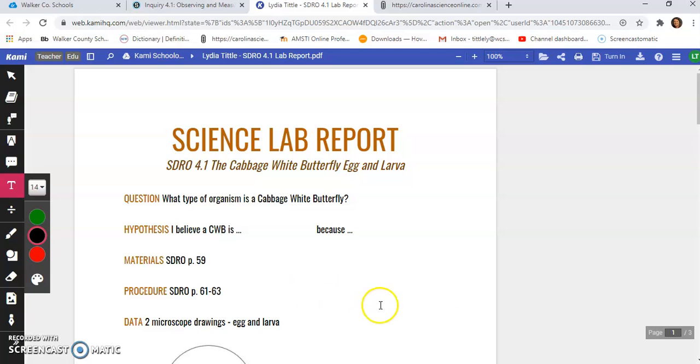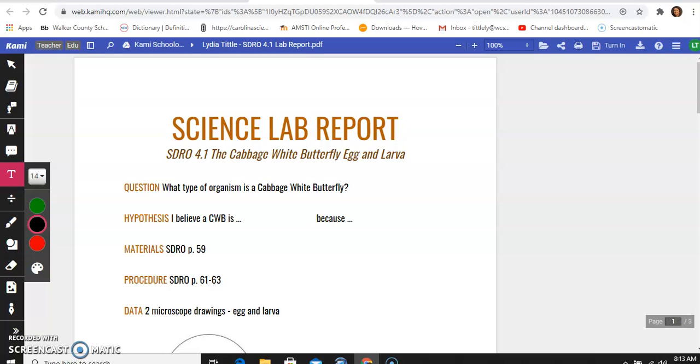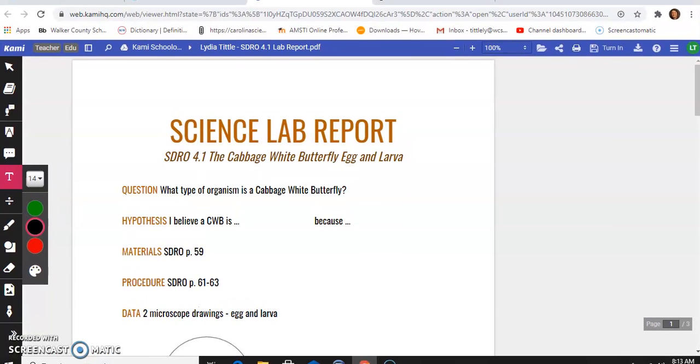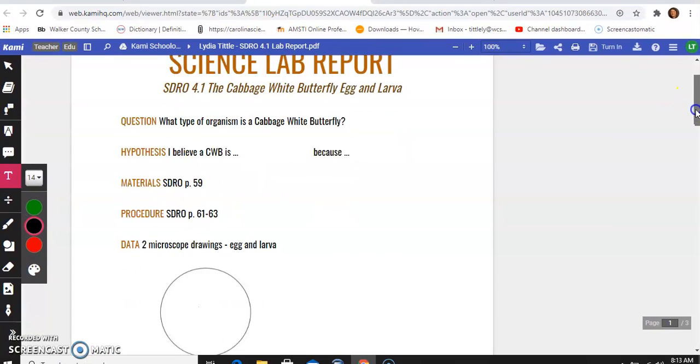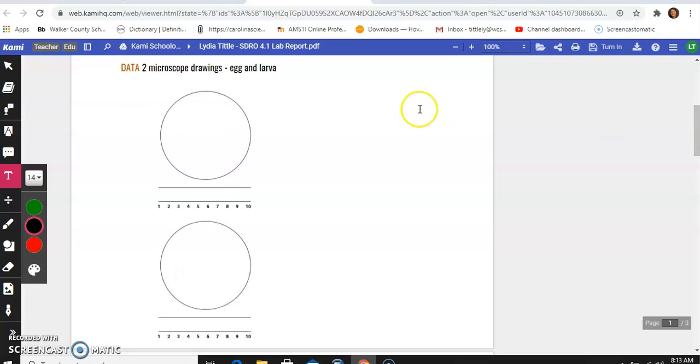In the data section is where you will put your microscope drawings. So I'm going to scroll down. In the first circle, you're going to draw what the egg looked like. So on the first line, you're going to put 100x for the power of magnification. And on the second line, in all capital letters, you're going to put that you're looking at the cabbage white butterfly egg.